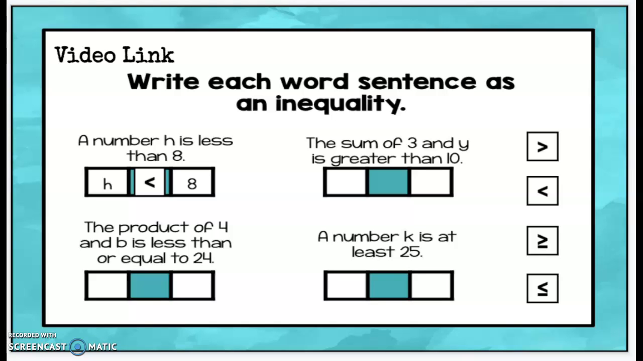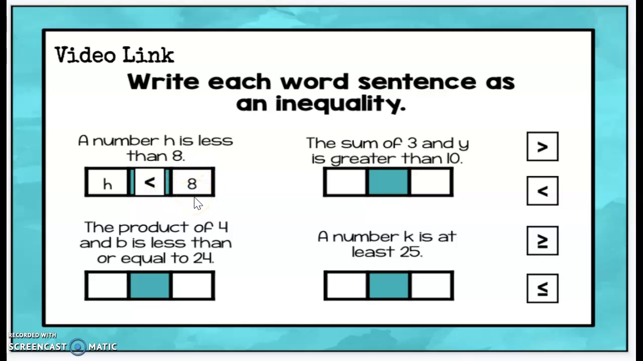All right, welcome to slide number 7. We're going to write each word sentence as an inequality. The first one was done for us, so as an example: a number h is less than 8. So we have h. We're not sure what number it is. We just know that we can fill in any number for h as long as it's less than 8.